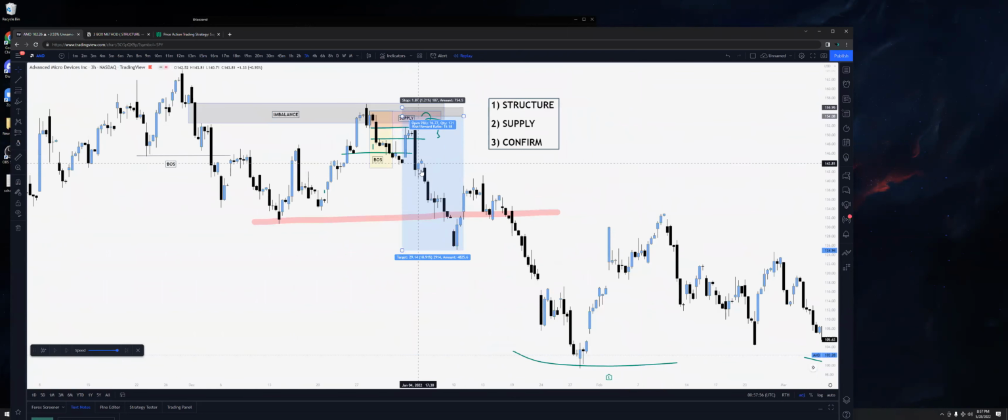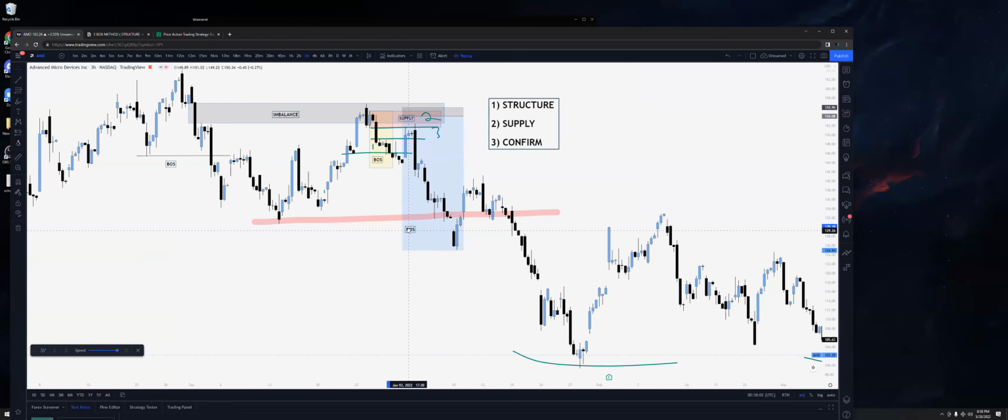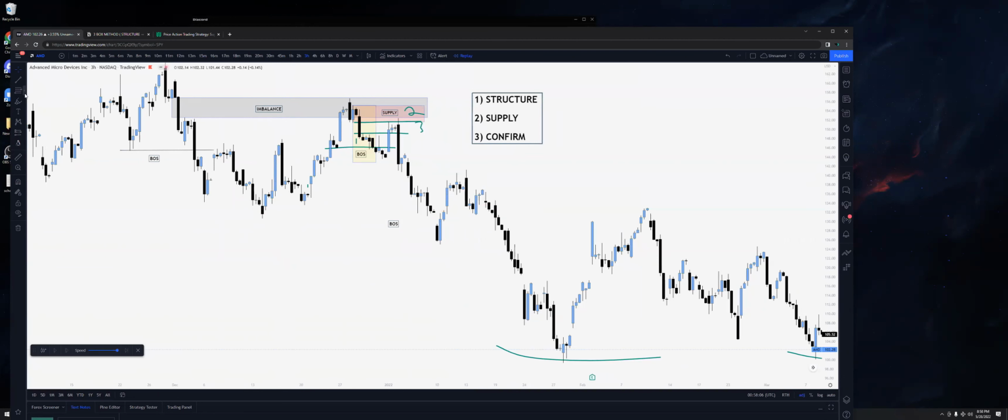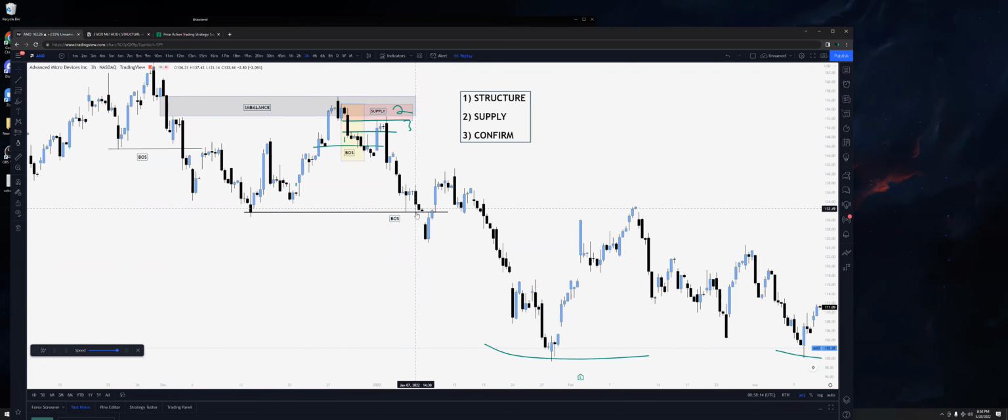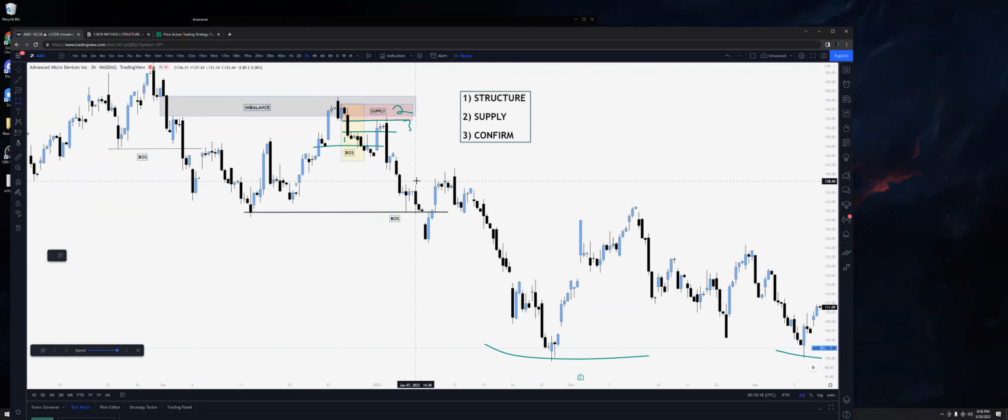So now that this dropped, what happened? This broke structure, right there. So let me delete that. Let me make it better. That broke structure. Let me make that broke structure. There you go. So now that broke structure, price came right back up into that last up candle before the down move, which is here.